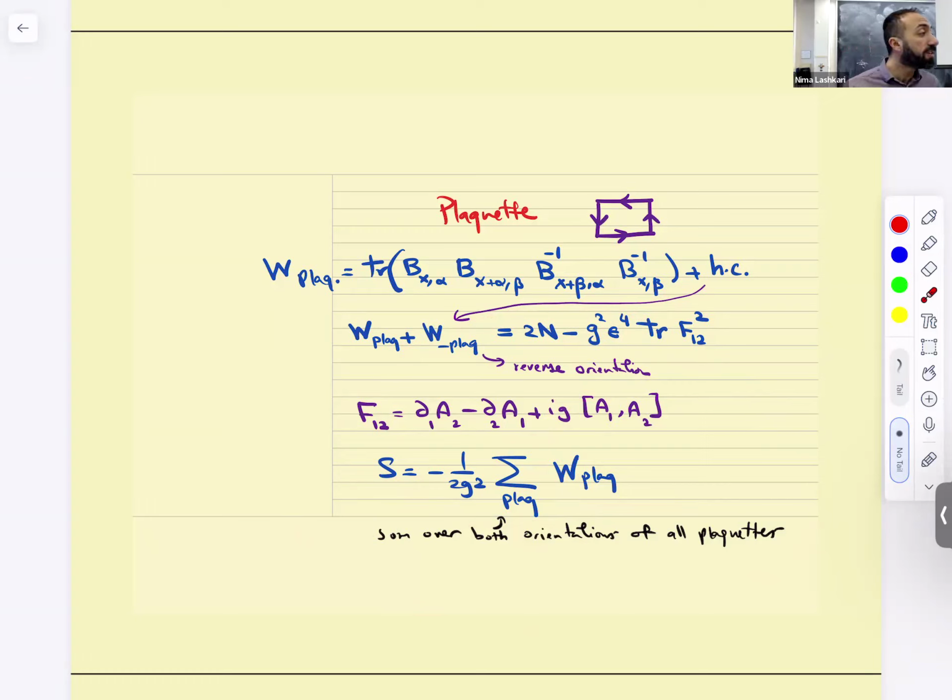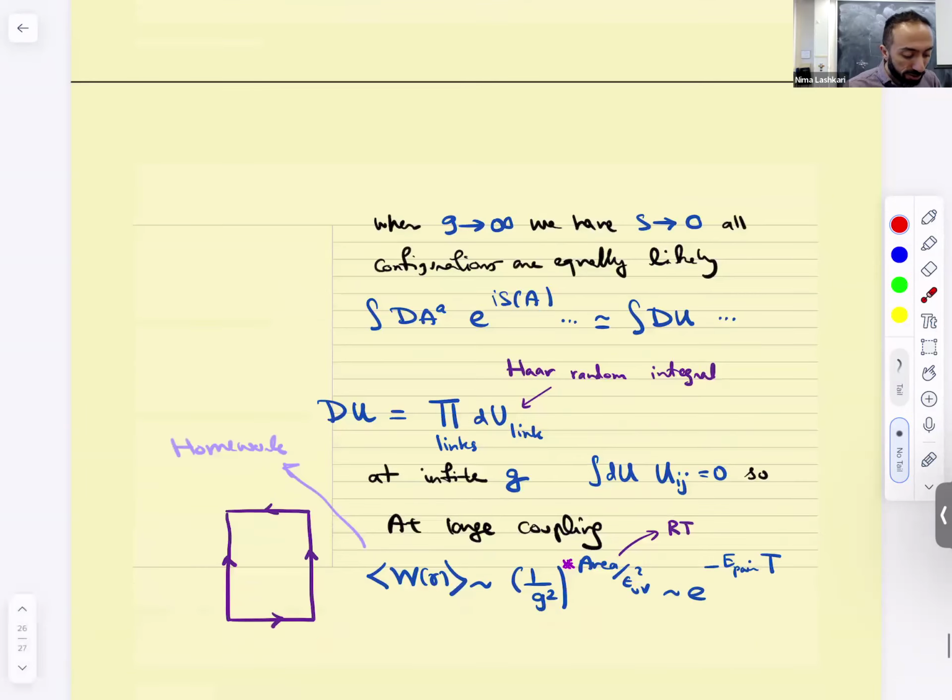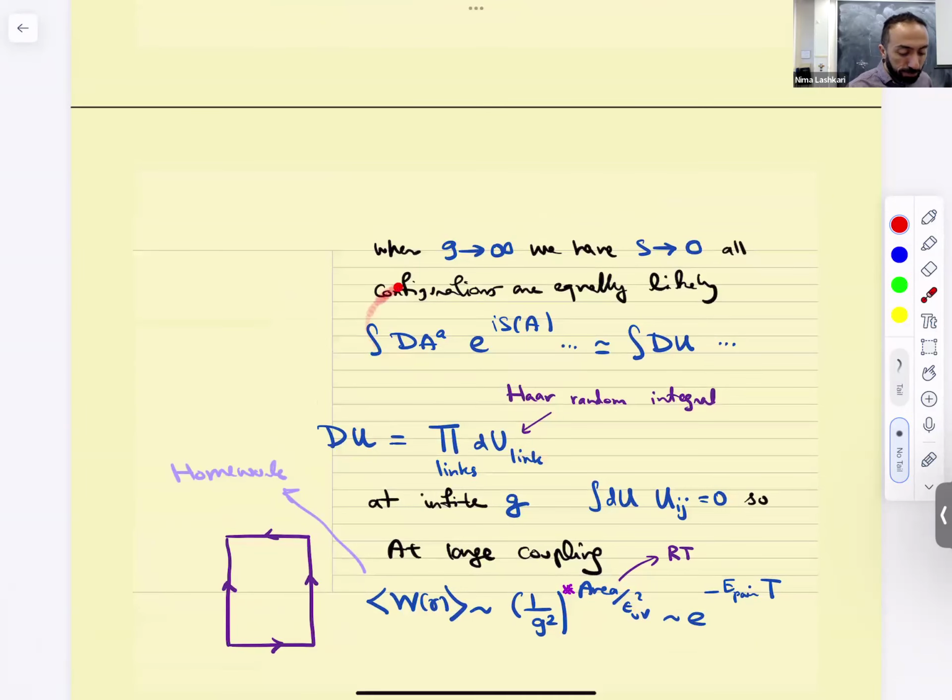Of course, when g goes to infinity, this action is not there. But then, when this is not a weight term, what are you doing? Your path integral becomes a path integral over all unitaries with Haar random measure. The homework is about what it means to talk about a Haar random measure.